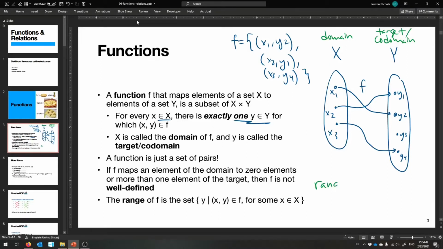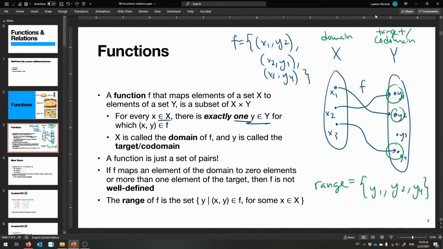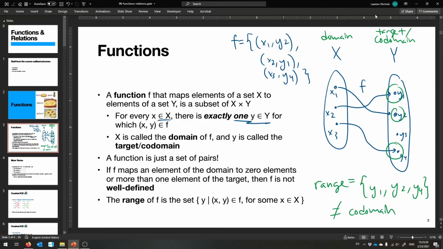The range is defined to be like this, and I read it to you in math. Let me just explain it to you in English. It's all the y's that are mapped to by some x. You see that? So there's a 'there exists' hidden away in here. So the range of this function f is y1, y2, and y4, which is different to the codomain. It's not equal to the codomain. Sometimes it is, but it doesn't have to be. So I just spent a lot of time on this slide, but it's very important. I hope it's making some sense. These are functions.